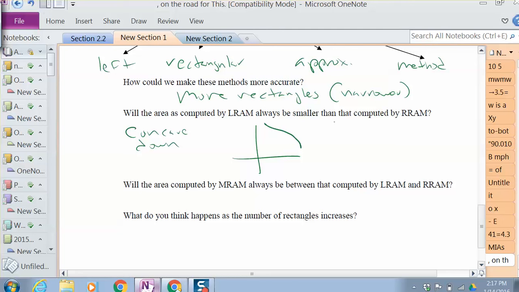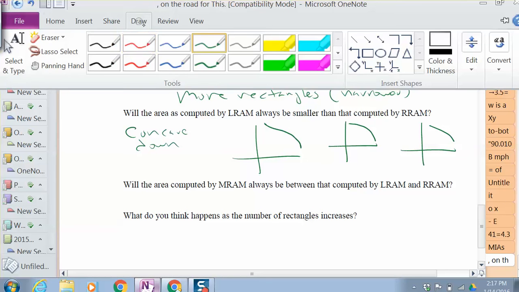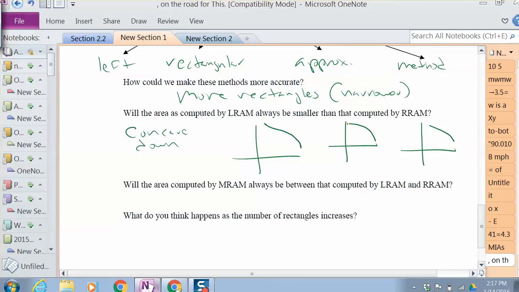So if I drew my LRAM, I'm going to replicate this a couple more times. If you try doing LRAM, it looks like an over approximation. RRAM looks like an under approximation. So it does depend on the kind of curve you have. You can't always say LRAM is less than RRAM, because that was true for example 1, which was concave up, increasing. This is concave down, decreasing. So we see some change.